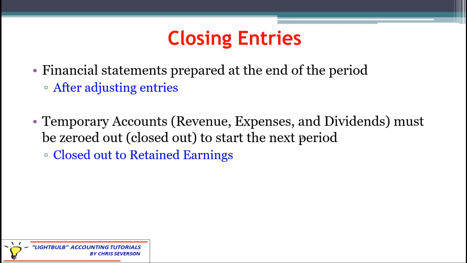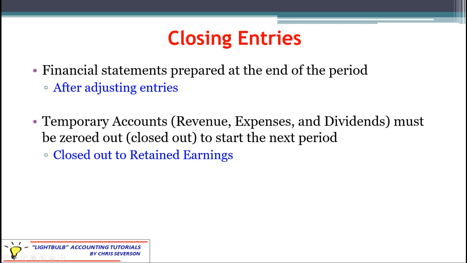Now, when we say close these accounts out, we can't just zero them out and be done with it. We have to move the amount somewhere. We're in double entry accounting, so there are always going to be two sides to every entry. The other side of this closing entry is retained earnings. Now, in the end, I'm going to show you two different methods in just the next few slides, but ultimately, the balances of revenues, expenses, and dividends through our closing journal entries, they get moved over to retained earnings.